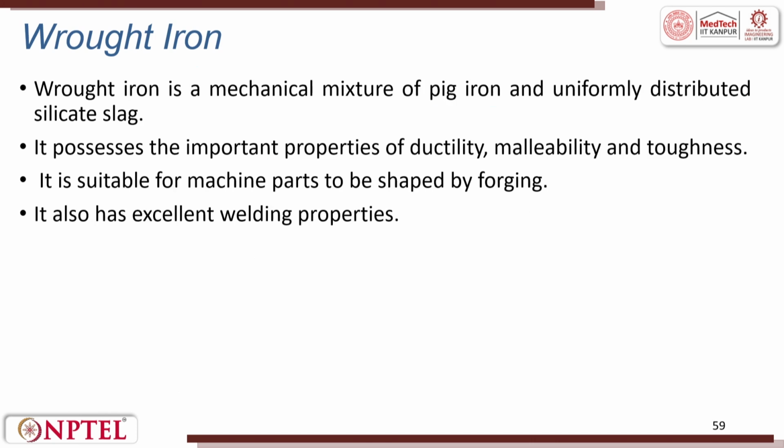Wrought iron is a mechanical mixture of pig iron and uniformly distributed silicated slag. It has the important properties of ductility, malleability and toughness. I am sure by this time you will be able to distinguish the ductility property and the malleability property. It is suitable for machine parts. It has an excellent welding property.